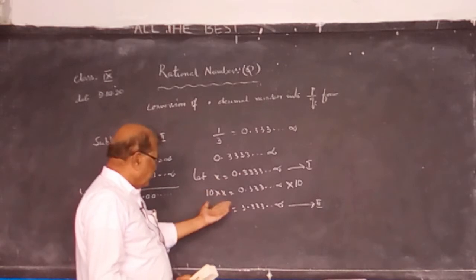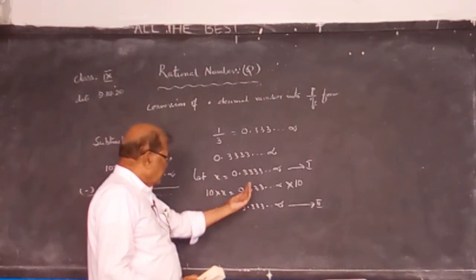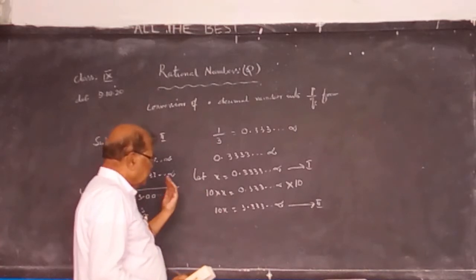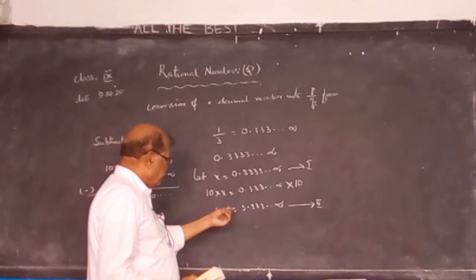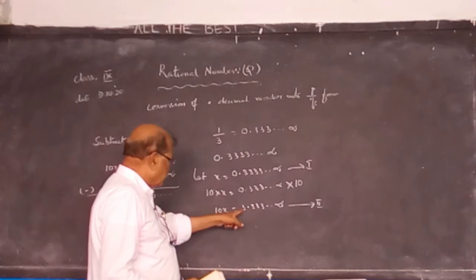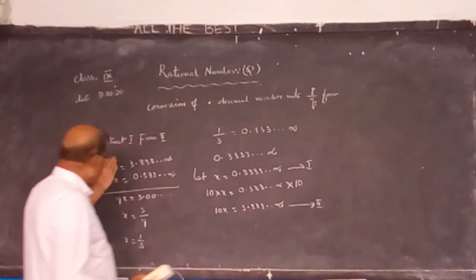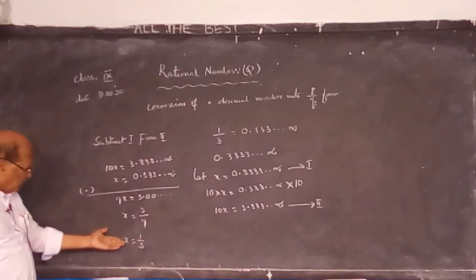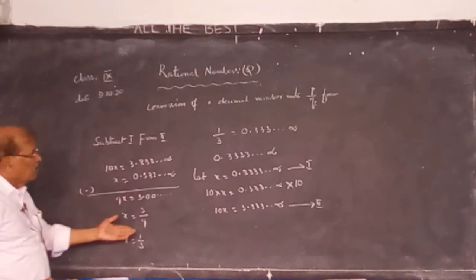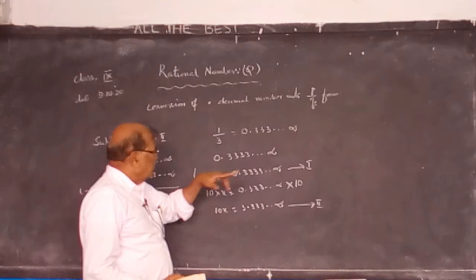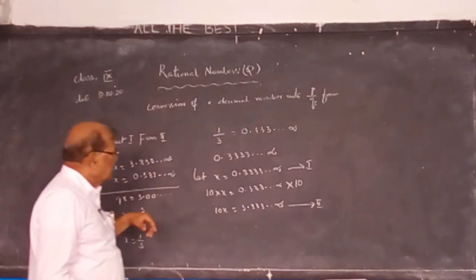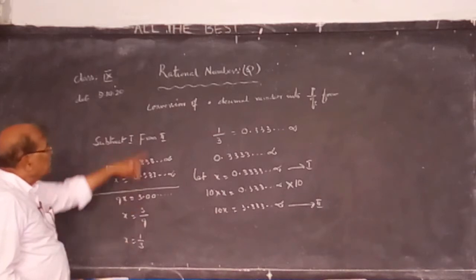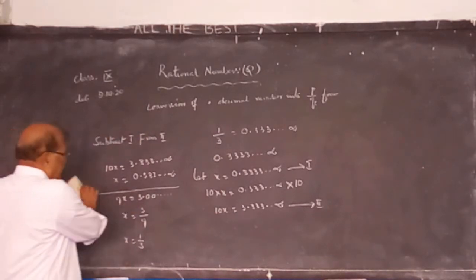When you are multiplying by 10, the decimal position moves to the right because the number should be greater. So 10x is equal to 3.33. Now subtract x from 10x, and you are getting this. So this is the way of converting a recurring and non-terminating decimal into a common fraction, that is a rational number in the form of p by q.